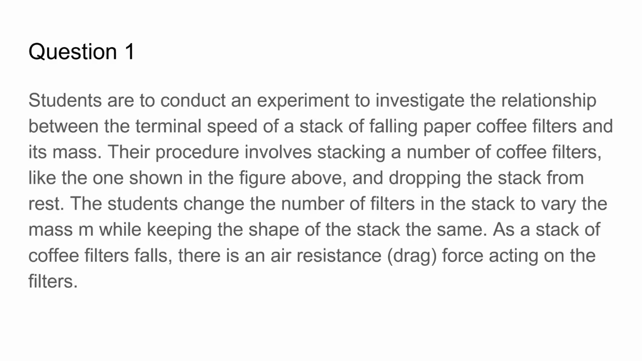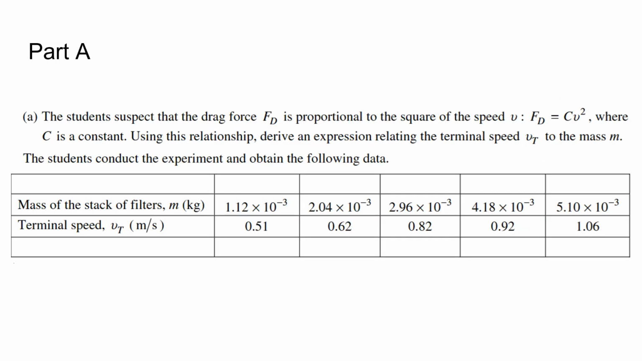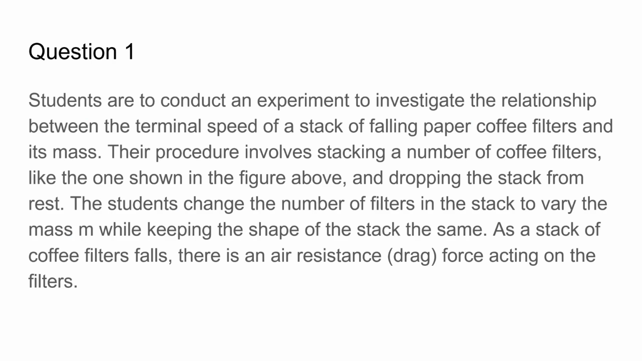So this is the AP Physics C 2010 number 1 presentation. Students are able to conduct an experiment to investigate the relationship between the terminal speed of a stack of falling paper coffee filters and its mass. The procedure involves stacking a number of coffee filters like the one shown in the figure above and dropping the stack from rest. The students change the number of filters in the stack to vary the mass m, while keeping the shape of the stack the same.